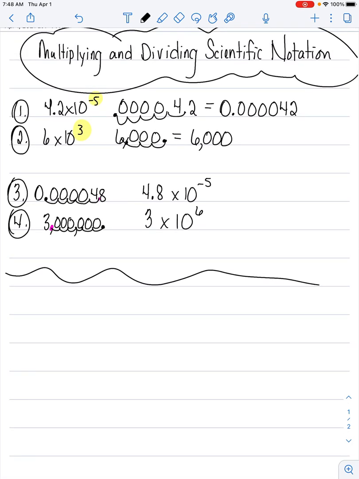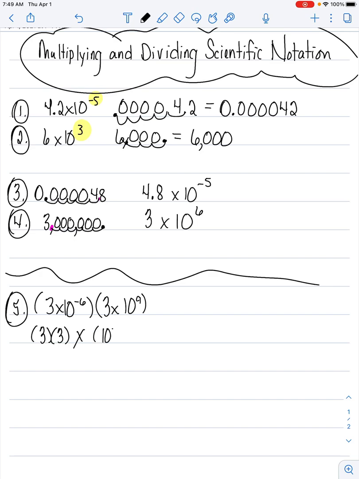Now let's talk about how to multiply. First we'll do multiplying scientific notation. So here's our first example. We have 3 times 10 to the negative 6 power times 3 times 10 to the 9th power. So we're going to put together some stuff that we already know to help us do this. So watch this. First of all, I'm going to multiply my numbers up front. So I have 3 times 3, and then times, I'm going to multiply my 10 powers. So I have 10 to the negative 6 times 10 to the 9th.